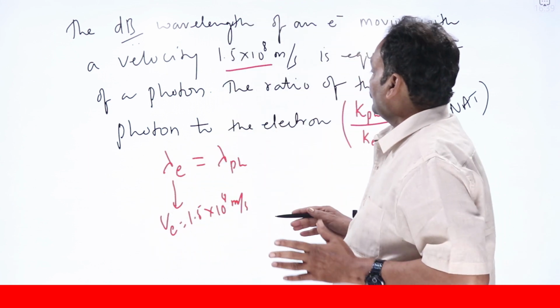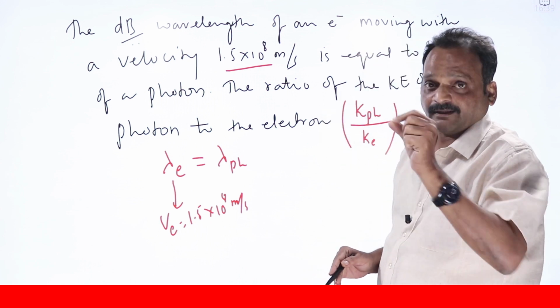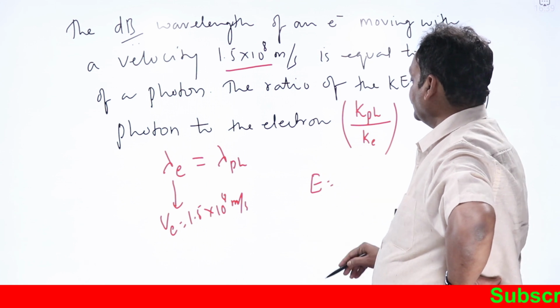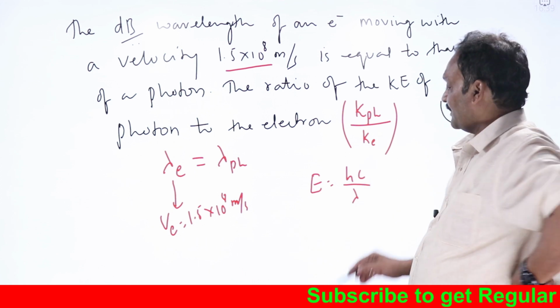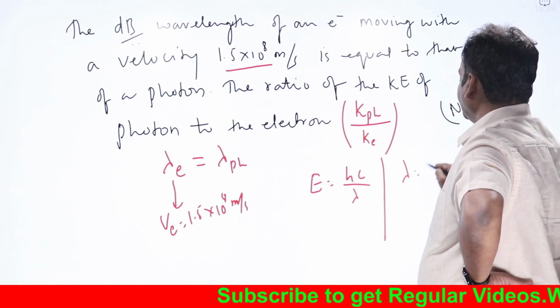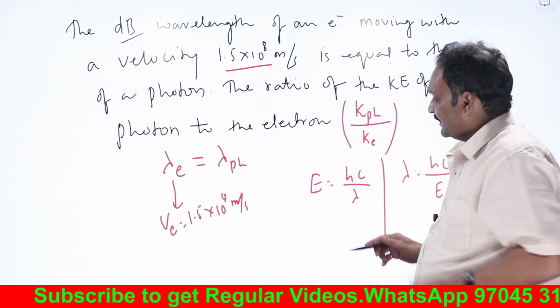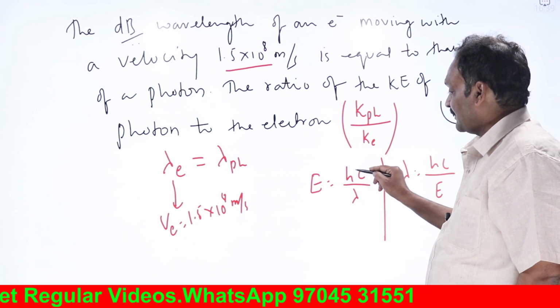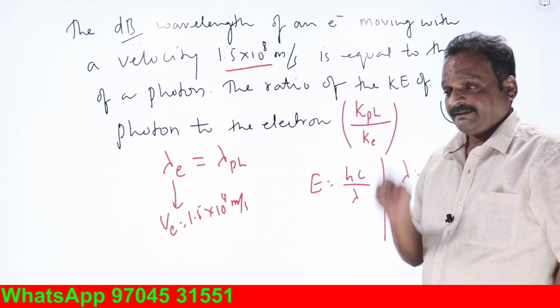Okay, in the very beginning of the wave-particle duality, in the photoelectric effect, the energy of the photon E is equal to hc by lambda, or lambda equal to hc by E. When I want actual numericals, if I put lambda in angstroms and take this hc as 12,400, we'll get the energy directly in electron volts. That also we have seen there.